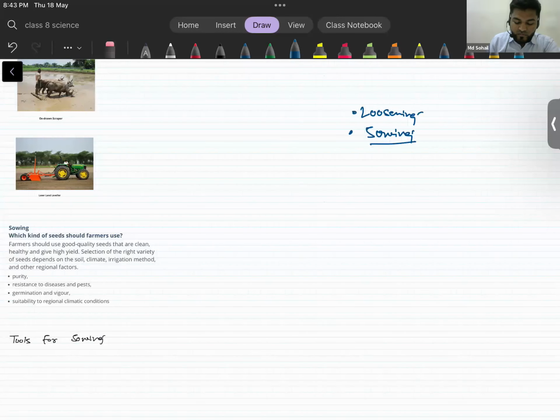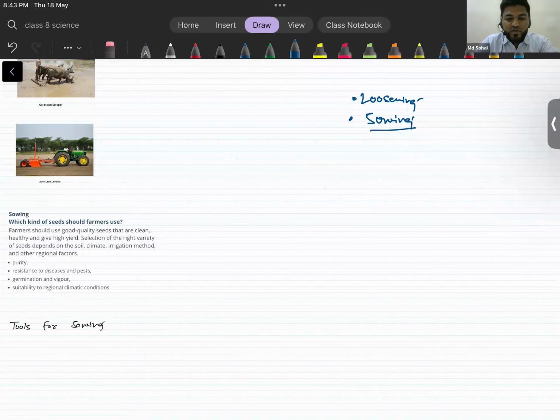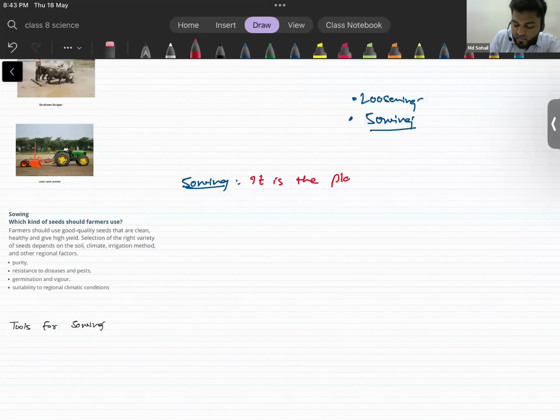Now, what does the sowing of seeds mean? Sowing basically means planting the seeds in the soil. Exactly. Planting the seeds in the soil is called sowing. So what do we say? Sowing is the planting of seeds into the soil.